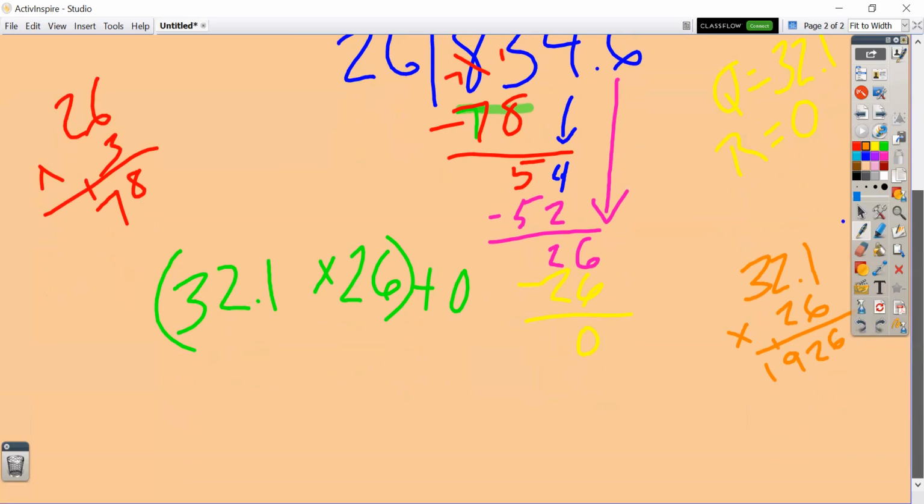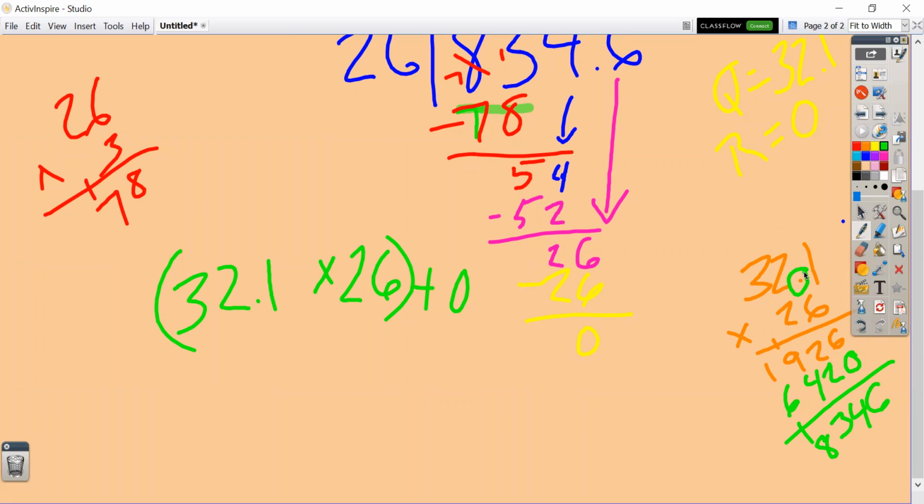19, let me scroll down, place my 0 here. 2, 4, 6, add it up, 6, 4, 13, 8, 8,346, but I know that was tenths, so I know that I have to place the decimal one digit behind it, and that's exactly what I started with. Perfect. Let's do one more together.